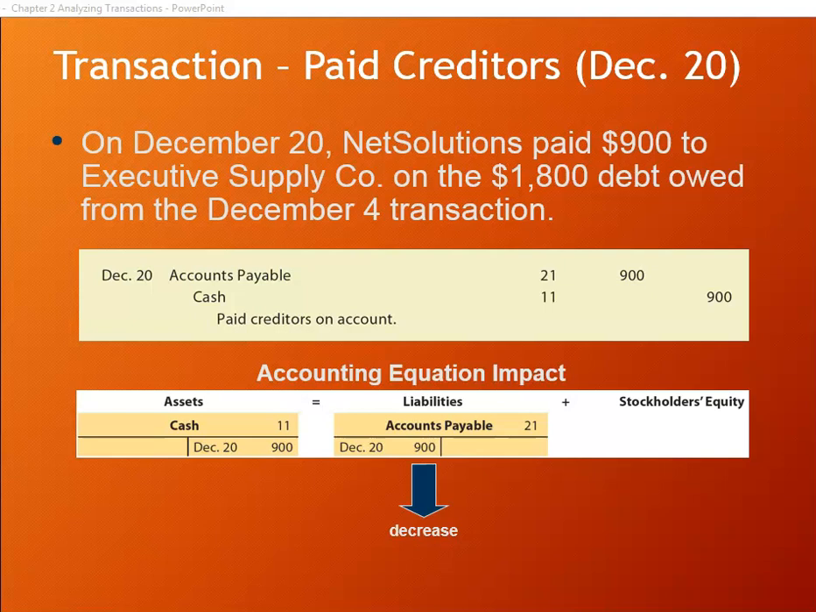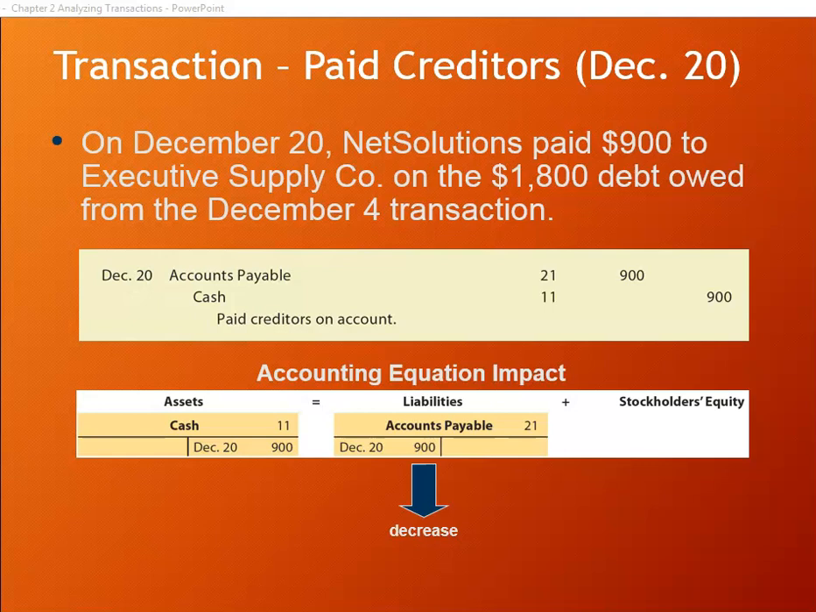All right, let's keep going. Transaction on December the 20th, NetSolutions paid $900 to Executive Supply Company on the $1,800 debt owed from the December 4th transaction. So if we go back to slide 33, NetSolutions purchased some office furniture, and they purchased it on account.